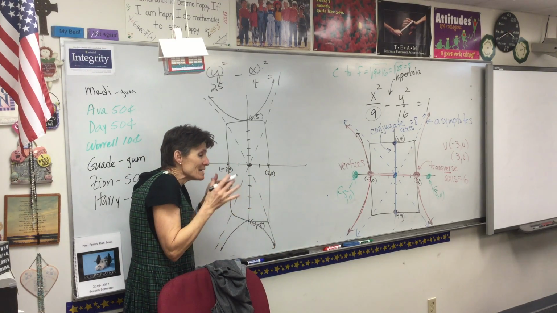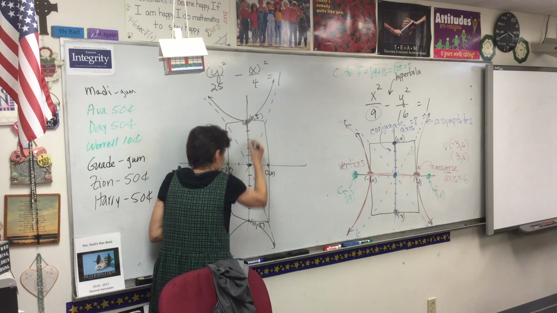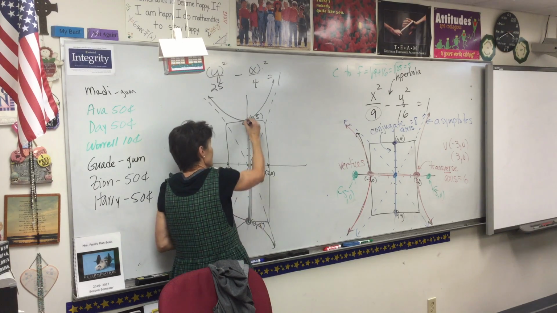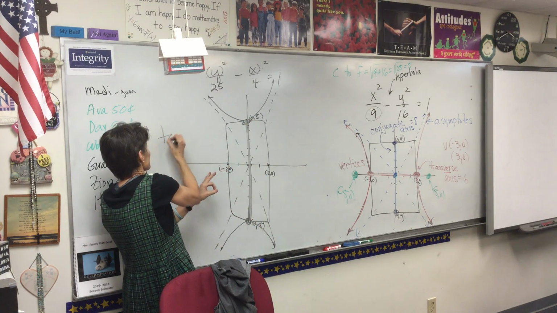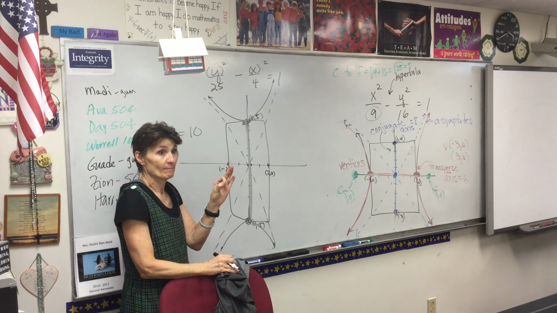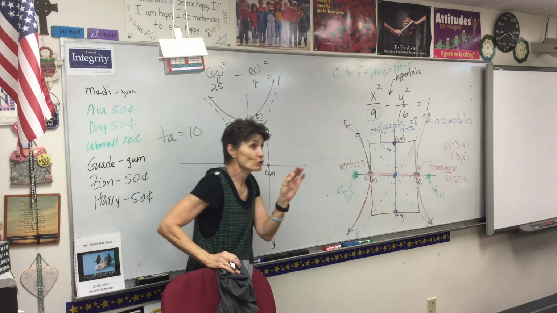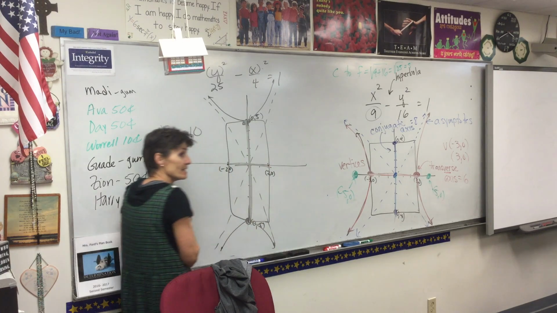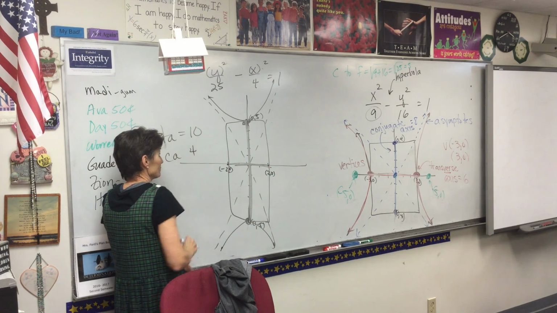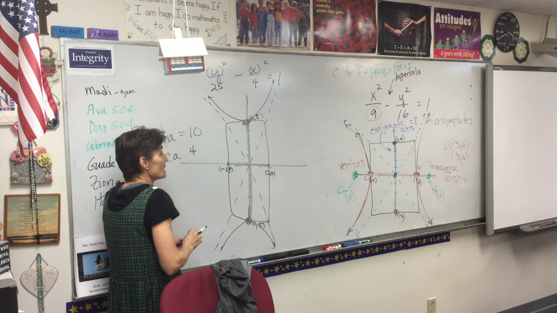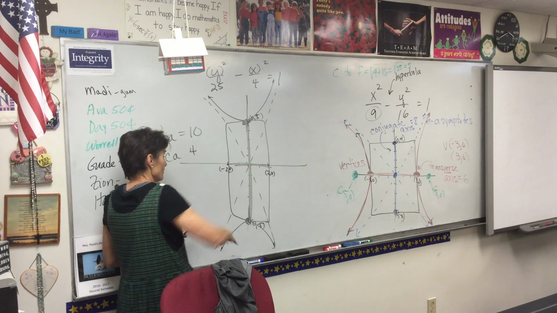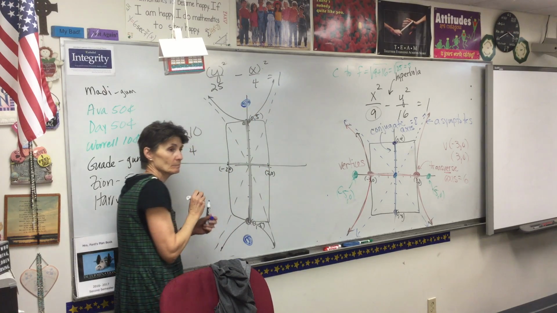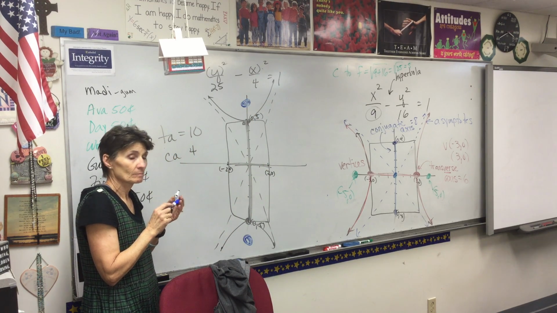Now, that means that this is my transverse axis. Would you agree with me? That's my transverse. So my transverse axis is 10. Remember, transverse vertices. My conjugate axis is 4. Since I'm opening this way, would you agree that my foci are here?